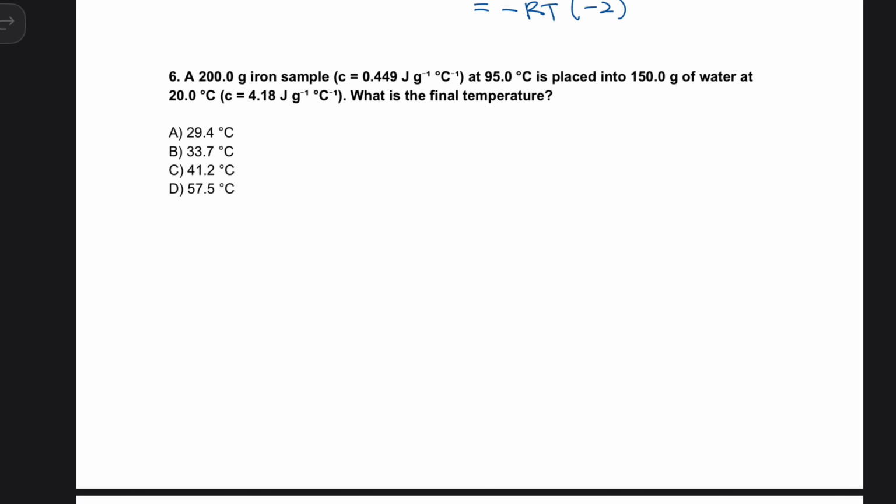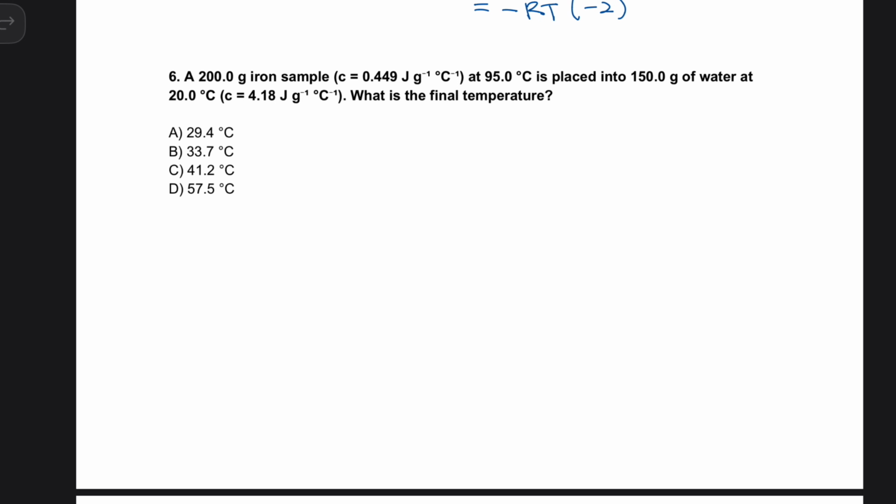Okay, question 6, a 200-gram iron sample with a specific heat capacity of 0.449 at 95 degrees Celsius is placed into a 150-gram of water at 20 degrees Celsius with a specific heat capacity of 4.18. What is the final temperature?